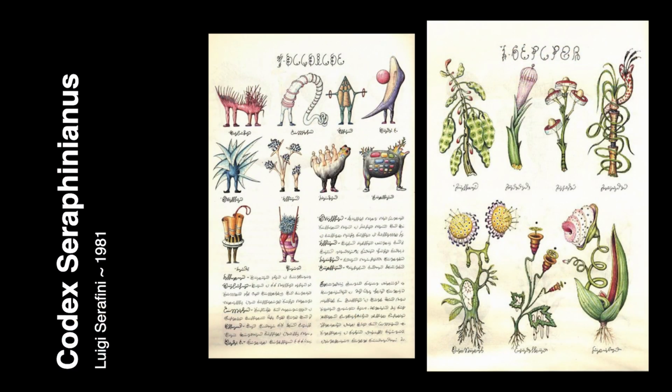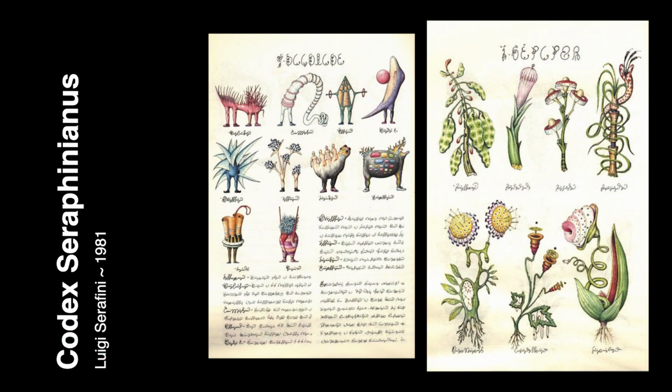The Codex Seraphinianus is another piece that really inspired me. It was published in '81, and I saw this book that at first looks like you're able to read it, you're able to understand what is there, it looks like a natural history kind of archive. But then when you look closer, you cannot really understand anything there, and the semantics that you're able to extract from it come just from these shapes that are combined onto something else.